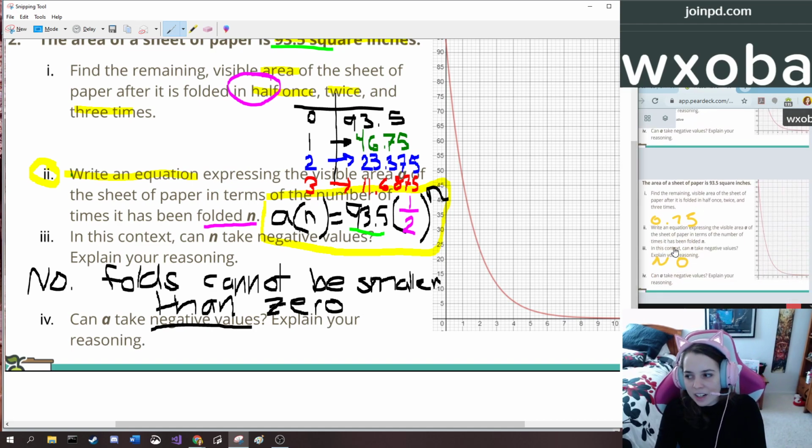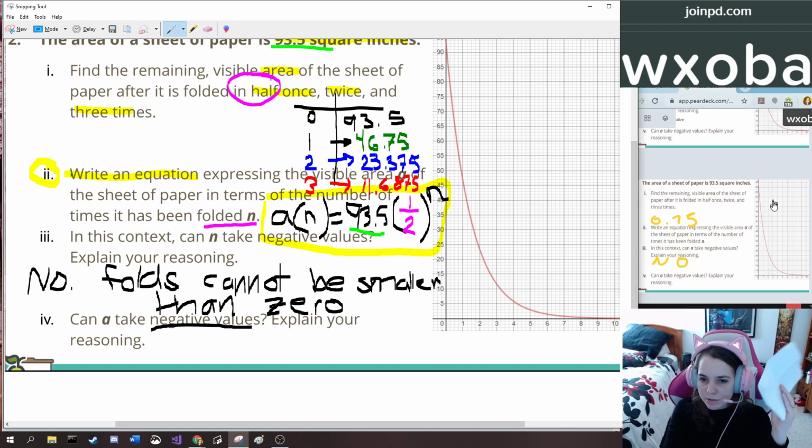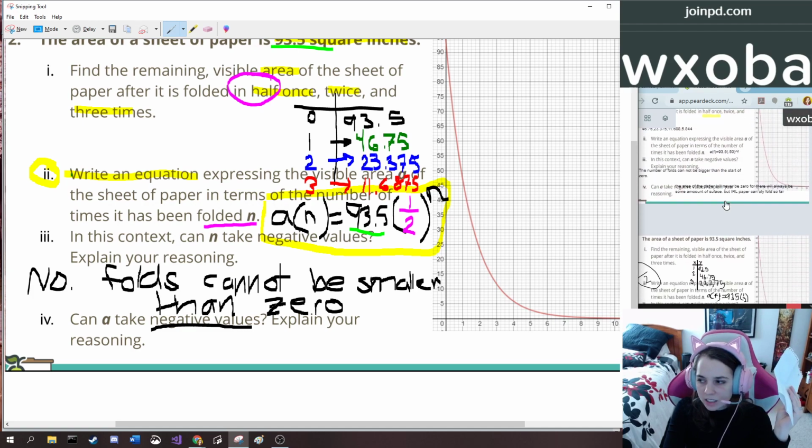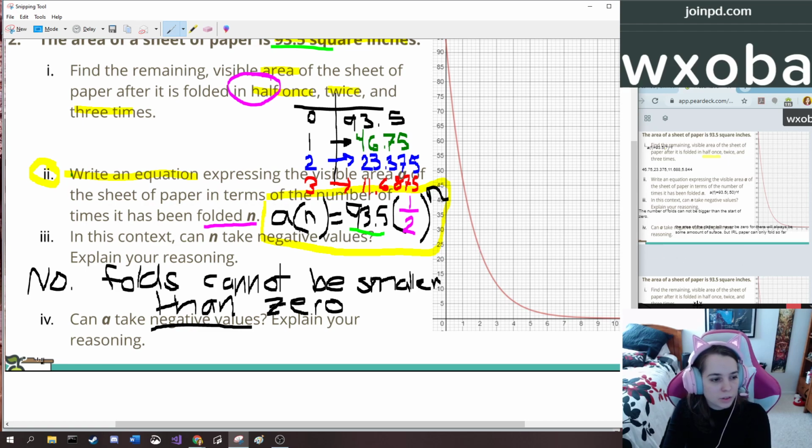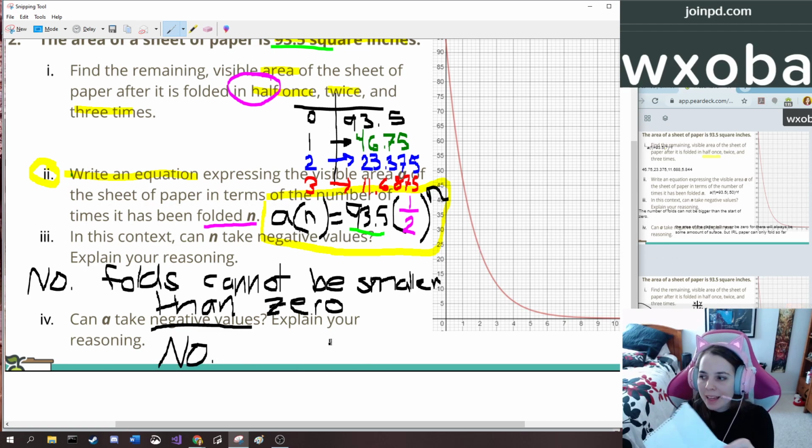So can this paper have negative area? Well, no. Area is space that exists in our world. So there's either no area, there's no paper, or there is area, there is some paper, but it's never going to be negative.